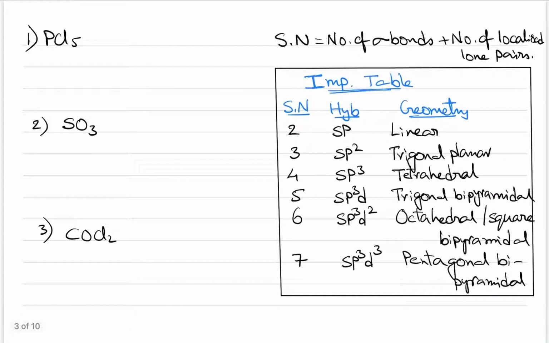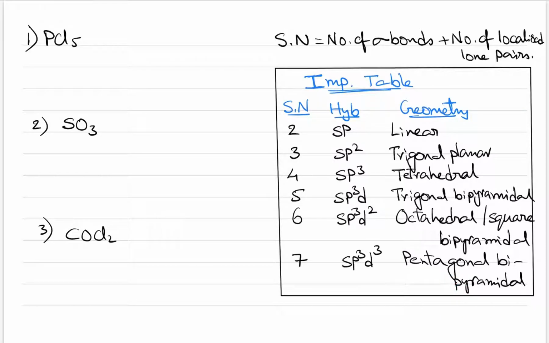And before going into the examples, you should know the basic information. Steric number is the one which is used to find out the hybridization, and steric number is nothing but the number of sigma bonds and number of localized lone pairs on that central atom. Based upon the steric number, we can give the hybridization and geometry of the molecule. That means if we know the steric number, we will come to know what is the hybridization of the molecule and what is the geometry.